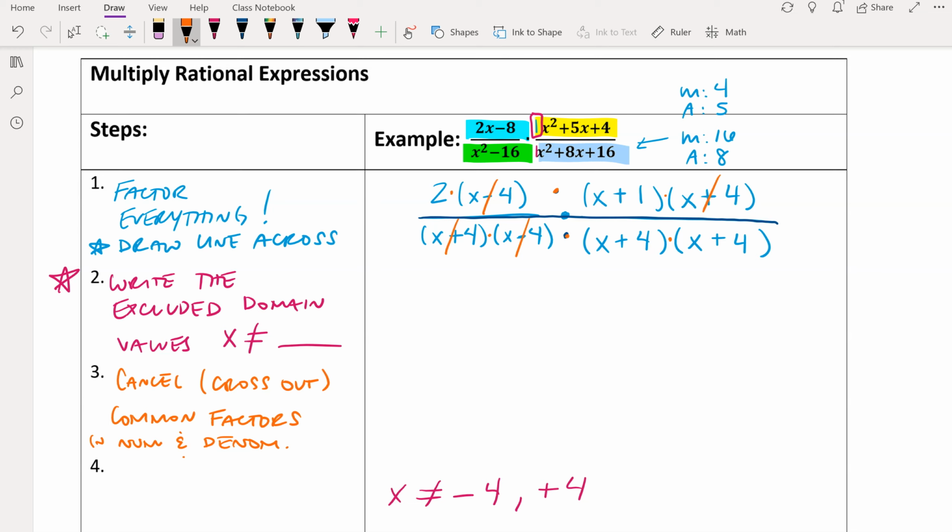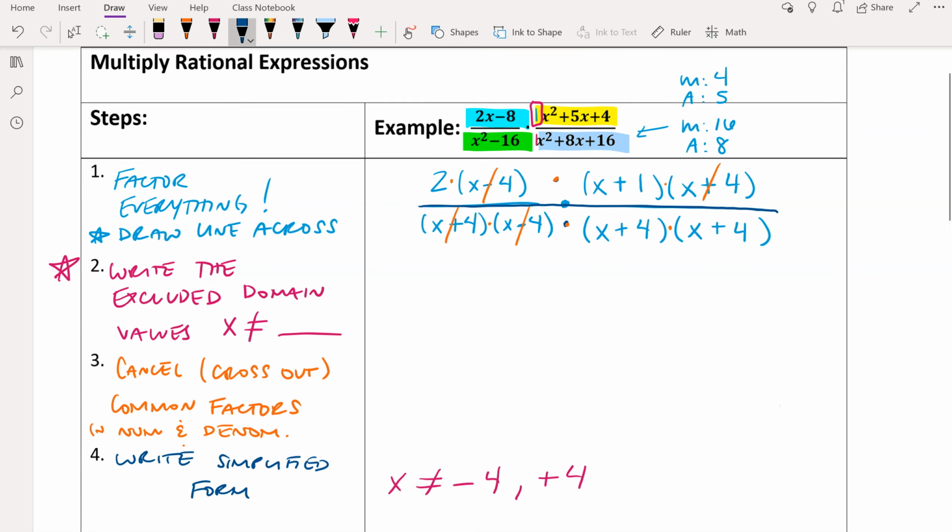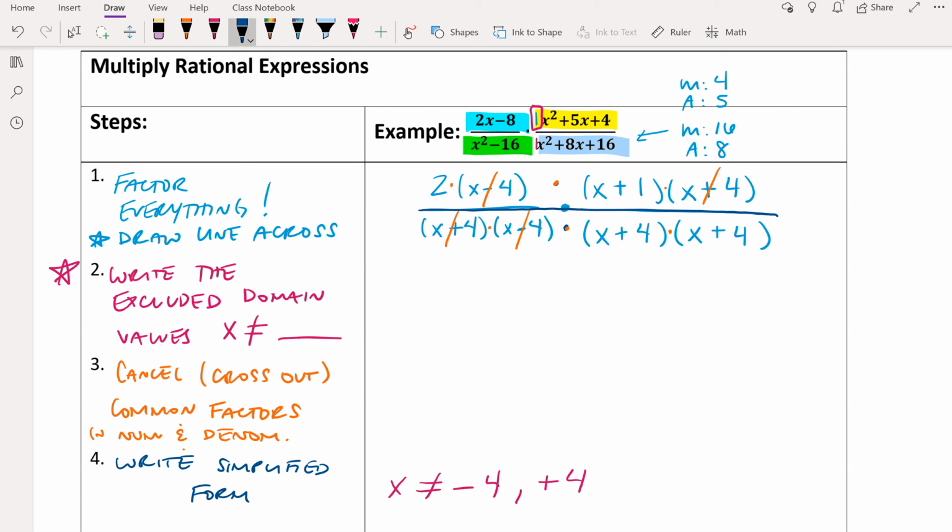Cool. So now that we've canceled the common factors, our final step is to write the simplified form. Okay, so write the simplified form. That just means write whatever's left. So what do we have left? On top we have 2 and x plus 1. So we're going to say, okay, this converts to 2 parentheses x plus 1. And then what's left on bottom? We have x plus 4 and x plus 4.